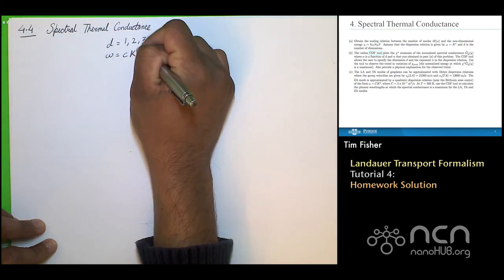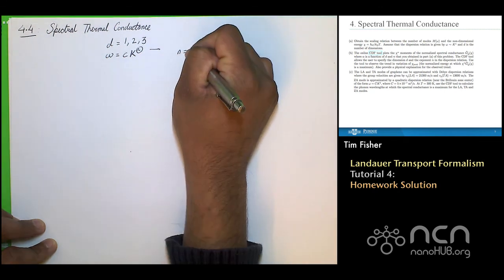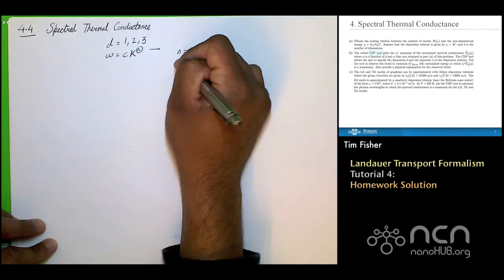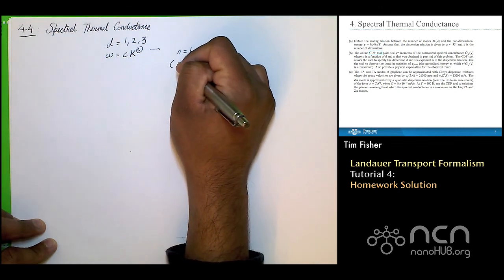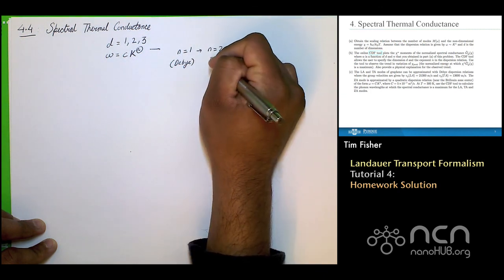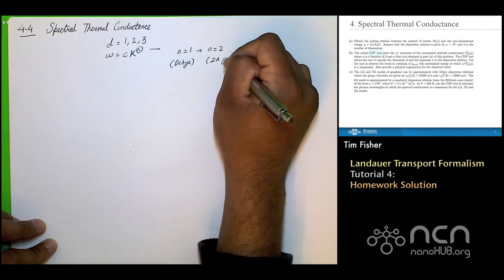So here n is the exponent of the dispersion relation, and n can vary from n equals to 1 to n equals to 2. N equals to 1 is the linear dispersion, which corresponds to a Debye-like dispersion, and n equals to 2, if you remember, is something similar to what is observed for the ZA mode in graphene.